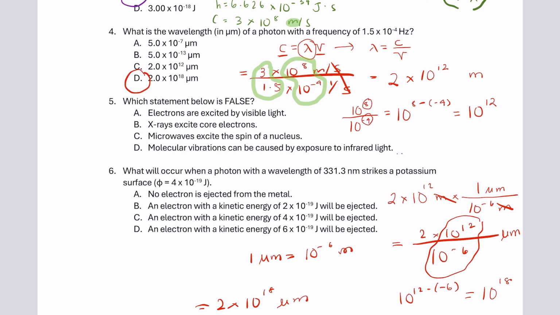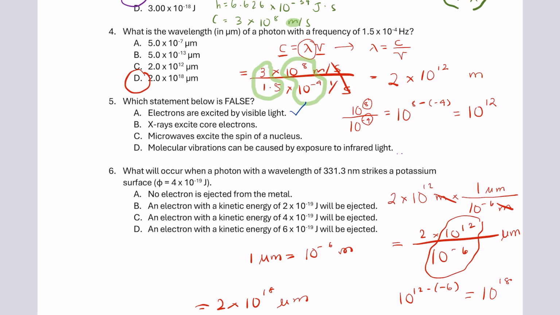Problem 5 says, which statement below is false? Let's read each answer choice and work through it. Statement A says that electrons are excited by visible light. This is a true statement because visible light has enough energy to promote electrons to higher energy levels in atoms and molecules.